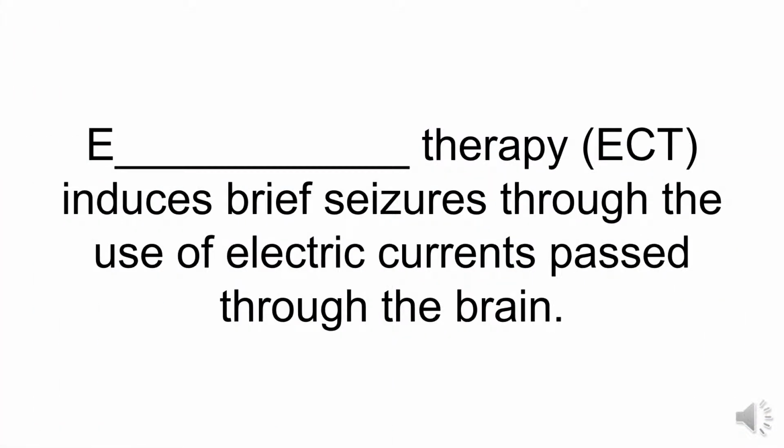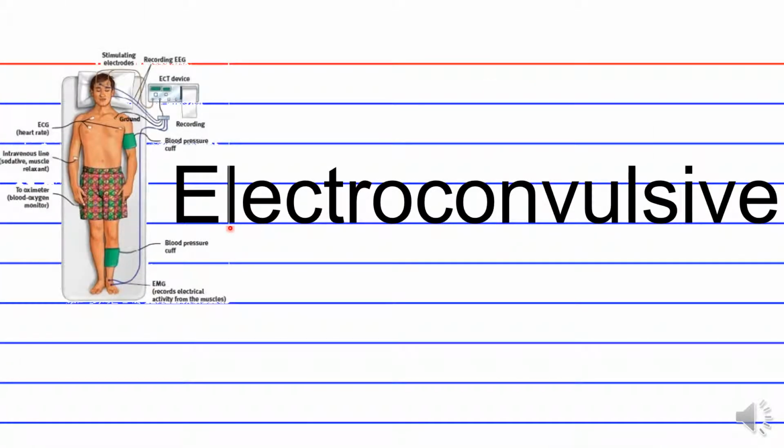E blank therapy, ECT, induces brief seizures through the use of electric currents passed through the brain. So what type of therapy? ECT for short. I'm not sure if I pronounced this correctly previously, but you can read. I'll give you a moment. That would be electroconvulsive therapy.